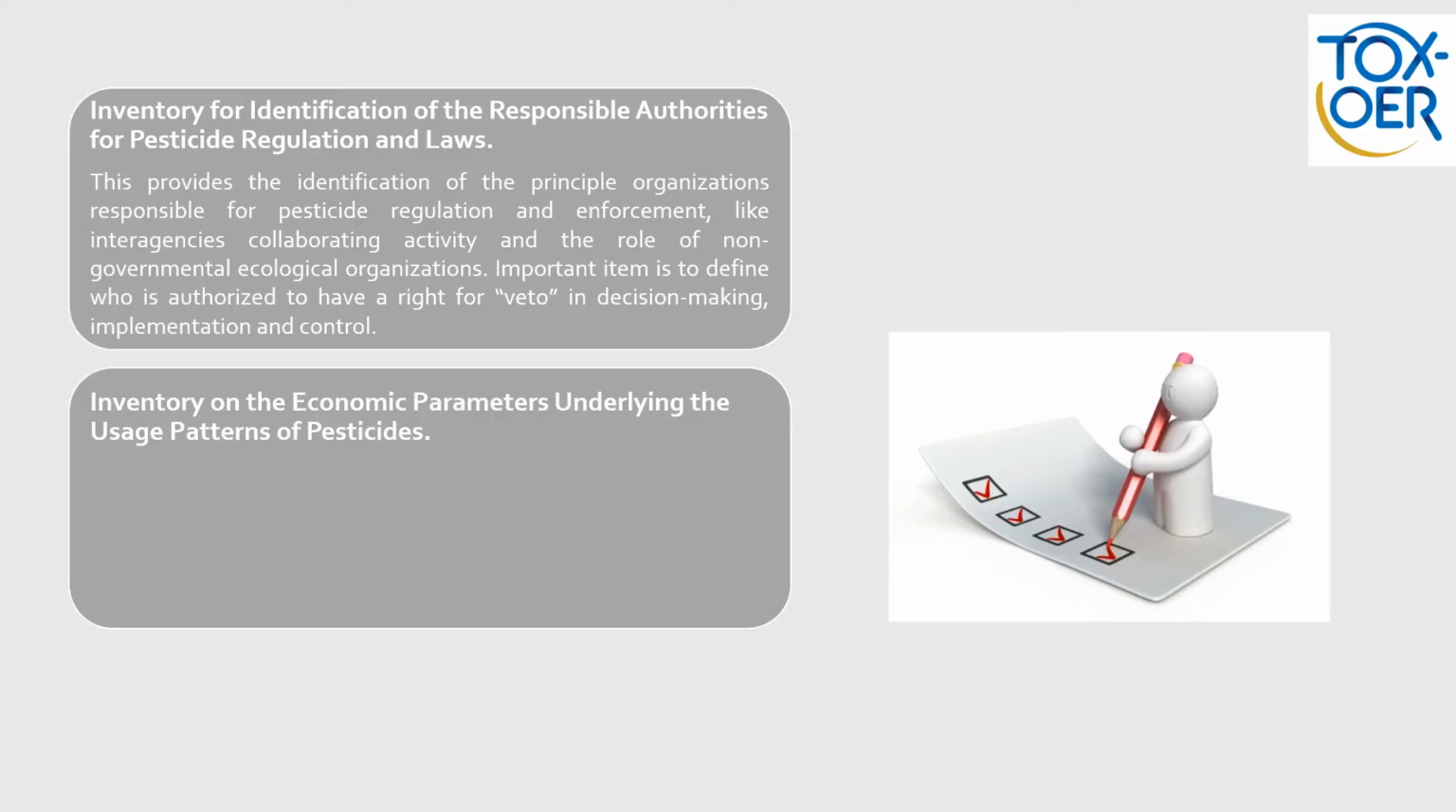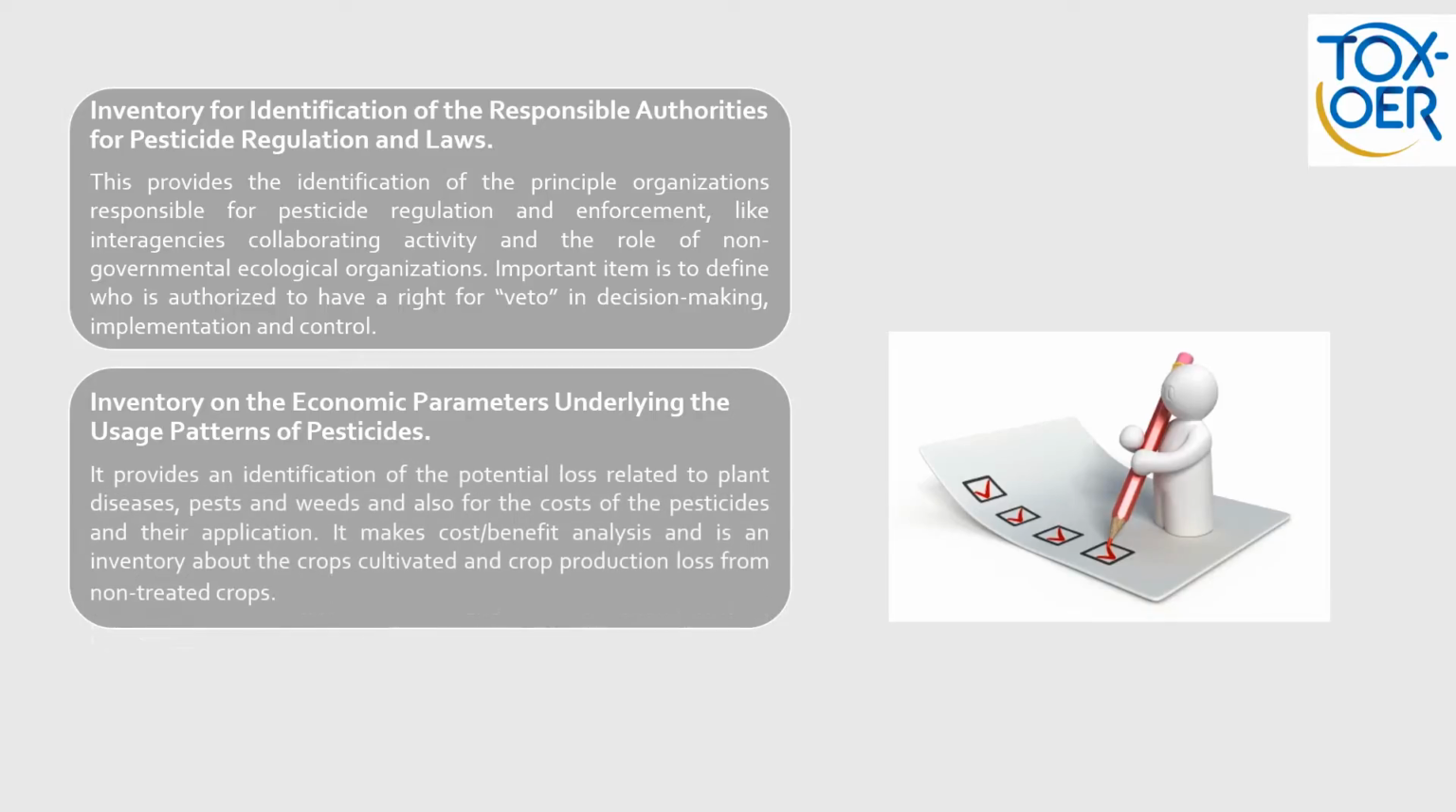Inventory on the economic parameters underlying the usage patterns of pesticides. It provides an identification of the potential loss related to plant diseases, pests and weeds, and also for the cost of the pesticides and their application. It makes cost-benefit analysis and is an inventory about the crops cultivated and crop production loss from non-treated crops.